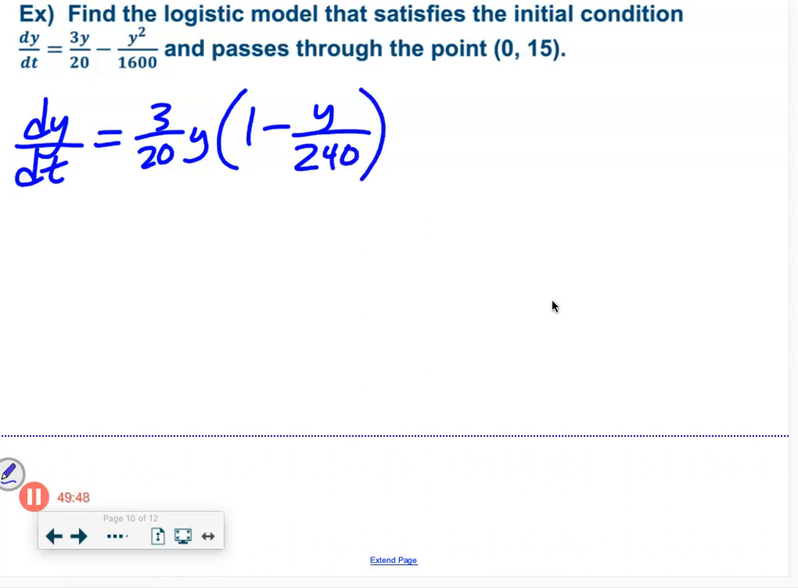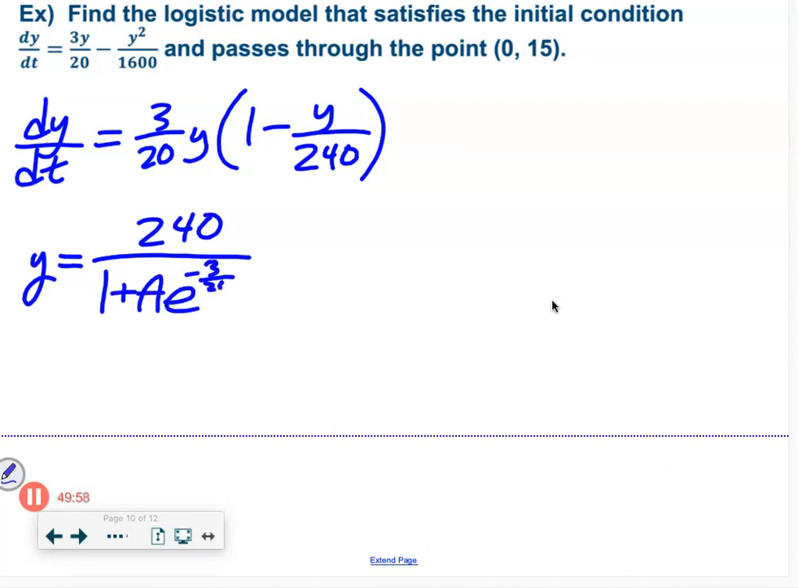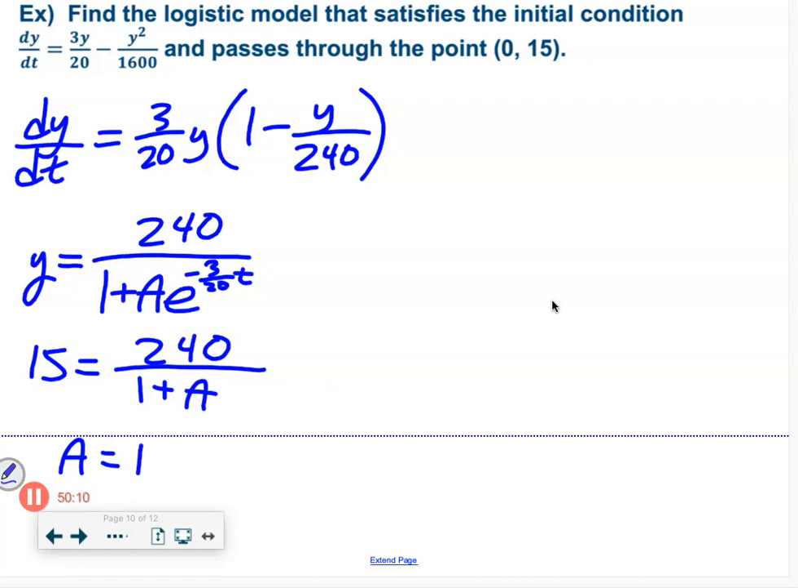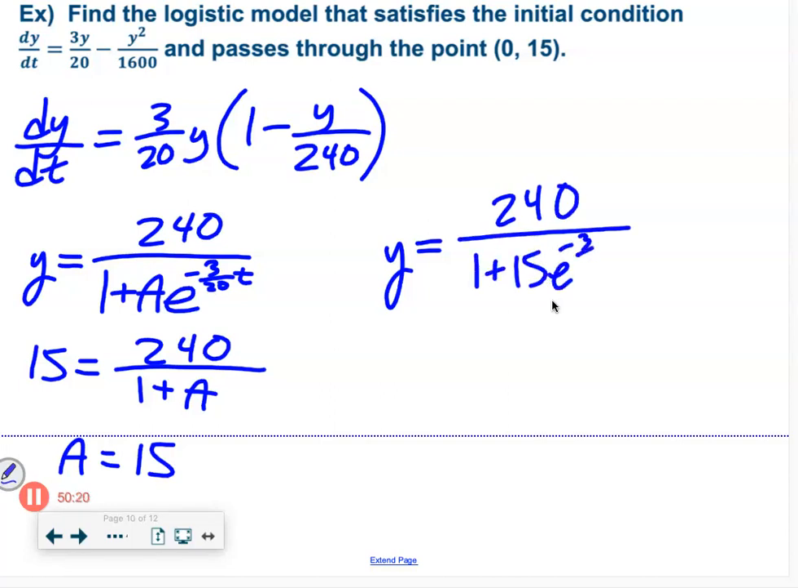Okay, so now we know our k and we know our m, and we can write y equals 240 over 1 plus a e to the negative 3/20 t, and then you just plug in your point. 15 equals 240 over 1 plus a. I think if I remember right, a was 15. Is a 15? Yeah. A is 15. So your final answer would be 240 over 1 plus 15 e to the negative 3/20 t.